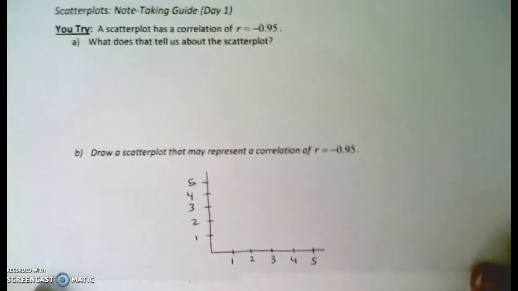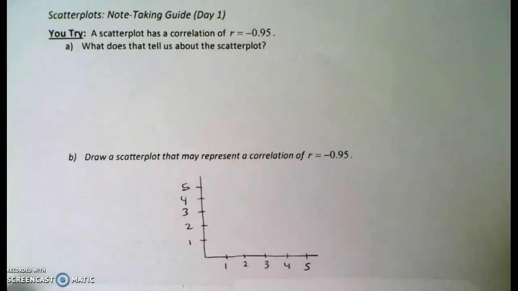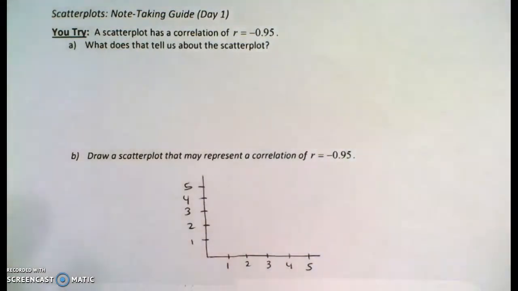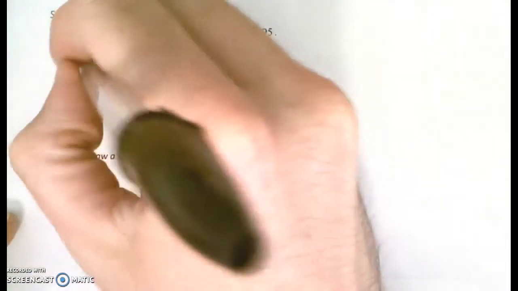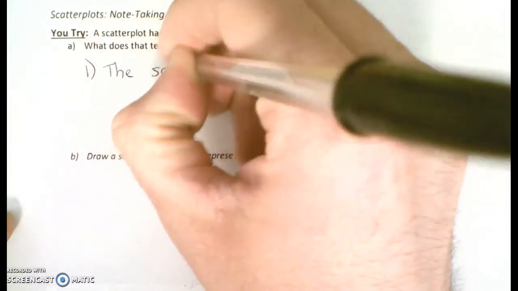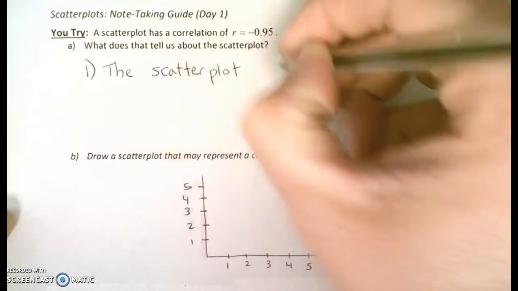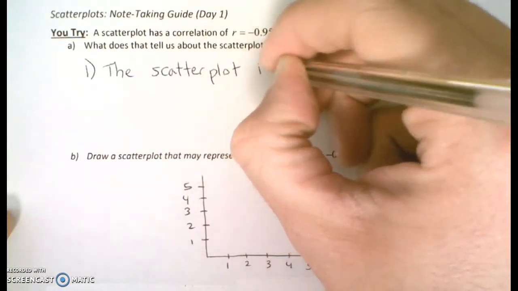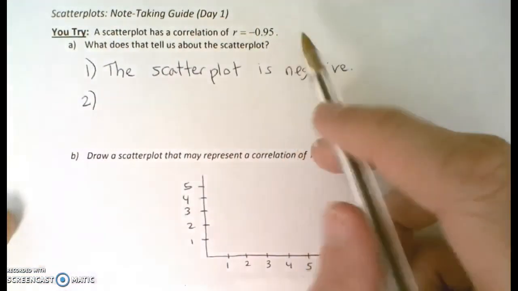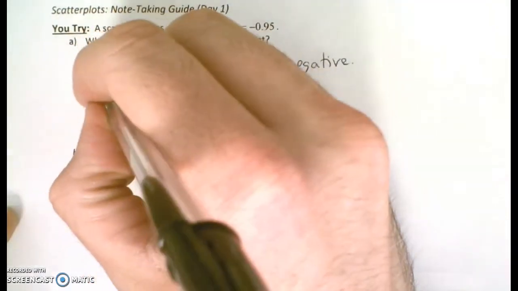Alright, so flip it over to the back. If I gave you a scatter plot and it had a correlation of -0.95, what does that tell us about the scatter plot? Well, it tells us a couple of things. First, the scatter plot is negative. So when I look at the points, it would tell me that it's going down. And second, because the number for the correlation is so close to -1, it has a strong linear relationship.